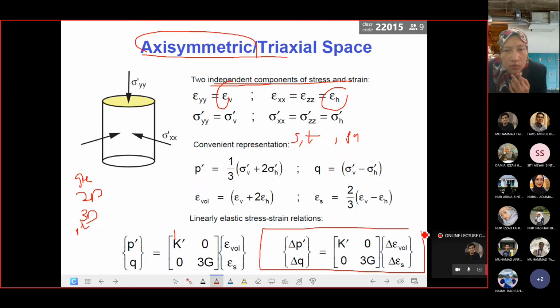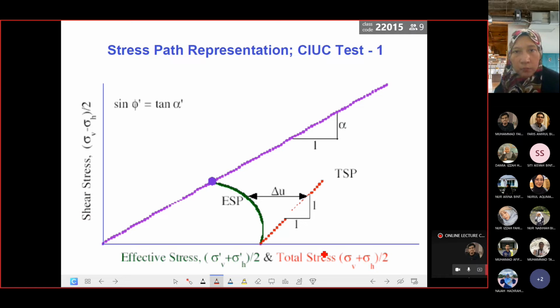So that's what I said bila kita buat stress path, sebenarnya kita dah represent stress strain dalam simple components ataupun convenient representation. Actually P itu adalah combination ataupun summations of the sigma V plus dengan effective 2 sigma H over 3. Kalau kita nak tunjuk satu-satu dipanjangkan. So yang ni lebih mudah lah ataupun lebih simplified.